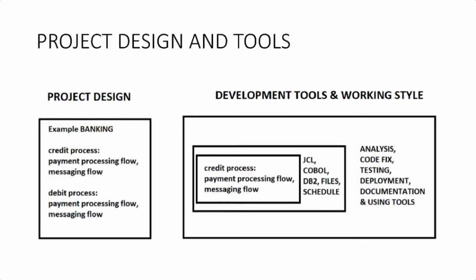Let's take an example. A project design, I will give the example of a banking system. In a banking system we will have a credit process and a debit process, and in each process again a payment processing flow and a messaging flow. To implement this in mainframe, we require JCL, COBOL, DB2, files, scheduling, etc.